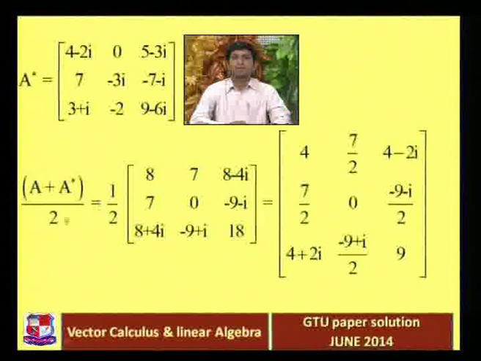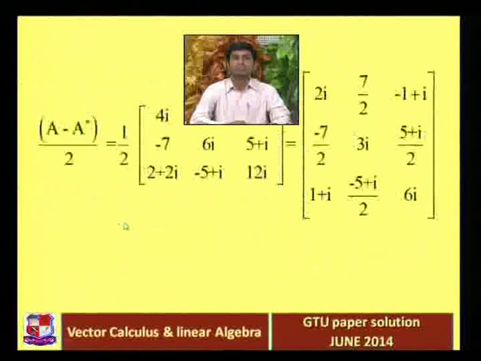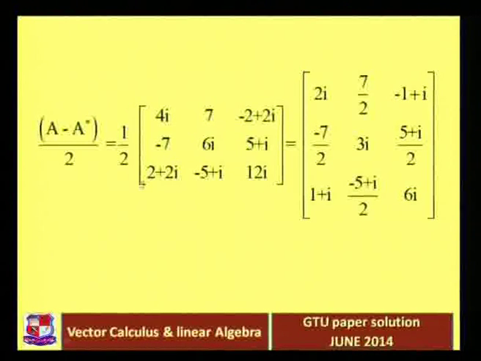Now this is A plus A star divided by 2. Similarly we can find A minus A star divided by 2, and that is this one, 1 by 2 into 4i, 7 minus 2 plus 2i, minus 7, 6i, 5 plus i, 2 plus 2i, minus 5 plus i, 12i. And when we divide this matrix by 2, finally we get 2i, right.